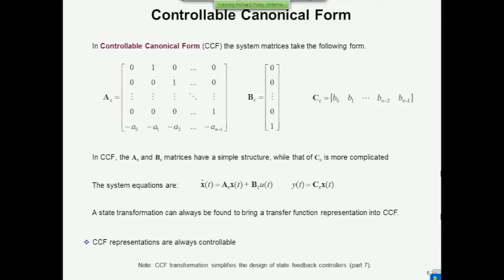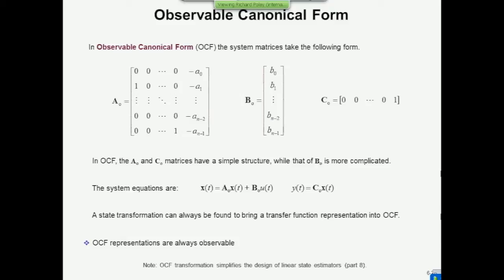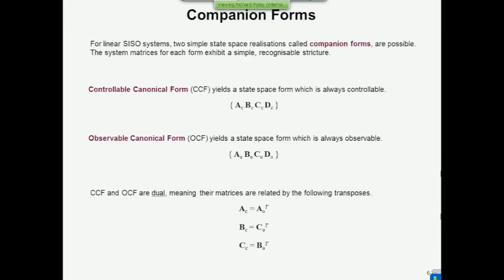Now, these things are powerful when we come to do state space design later. CCF transformations make the design of state feedback controllers very easy, and OCF forms give the observer designer a hint of simplicity as well. Now, they're called companion forms, and they're related by these transposes, right? It's just what I've explained to you in the previous slide. But this relationship is an extremely powerful one, much more powerful than you might imagine at first.